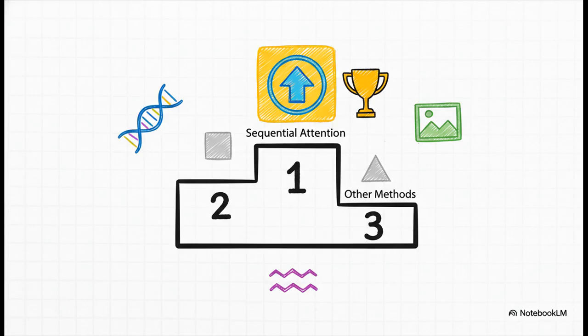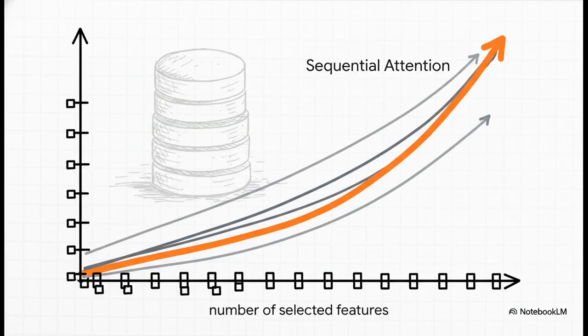That includes techniques like group lasso and other attention-based approaches like concrete autoencoders, so it's clearly robust across a bunch of different domains. The algorithm also scales incredibly well. They tested it on the massive Criteo click-through rate dataset, which has over 3 billion examples. And again, sequential attention outperforms the other methods.